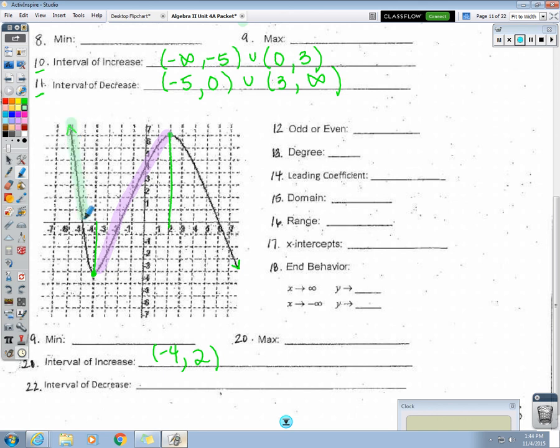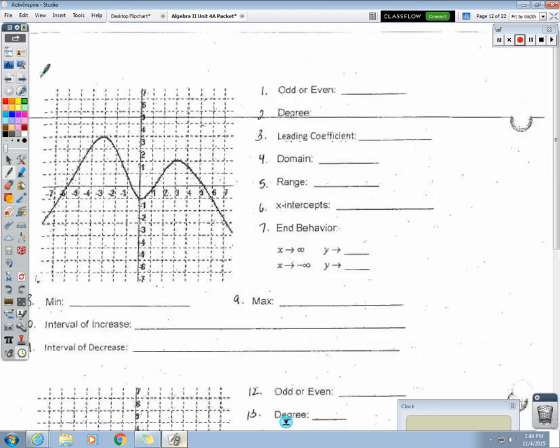Twice. When did it start decreasing? Negative infinity. And then right here it quit at negative 4, which makes complete sense since that's where we said it started increasing. See why they duplicate? Because that one point is where it stopped decreasing and began increasing. So that's why they're in both. But it also decreased starting at 2, which is where it stopped increasing, and then it decreased forever. So positive 2.